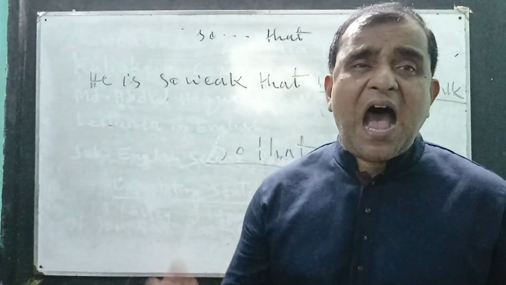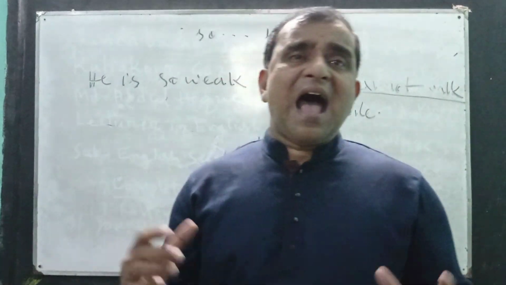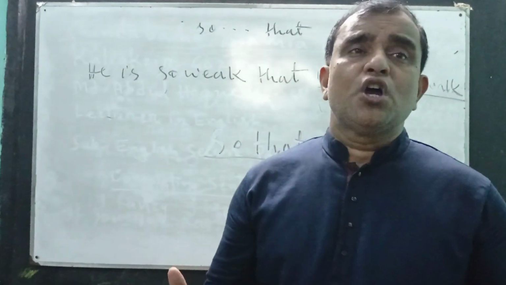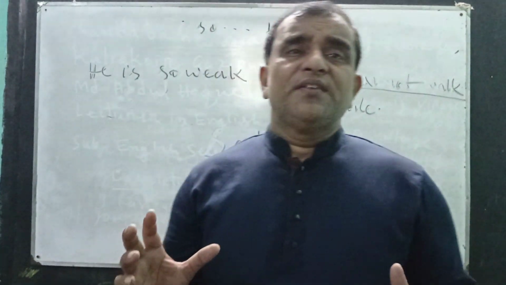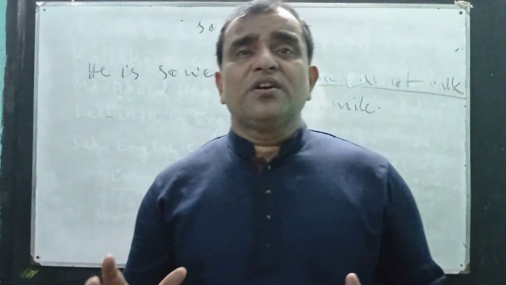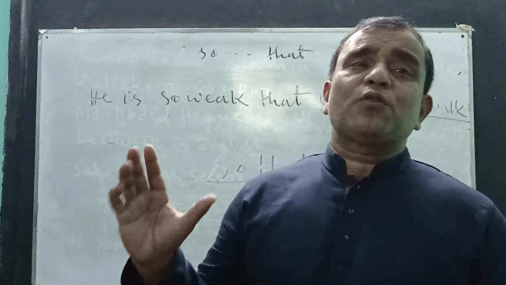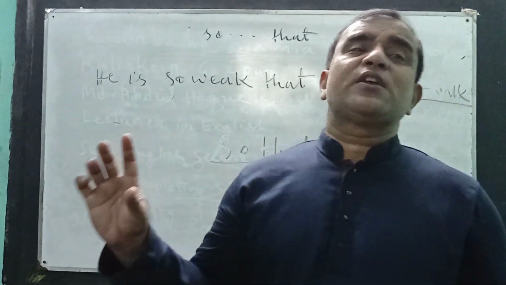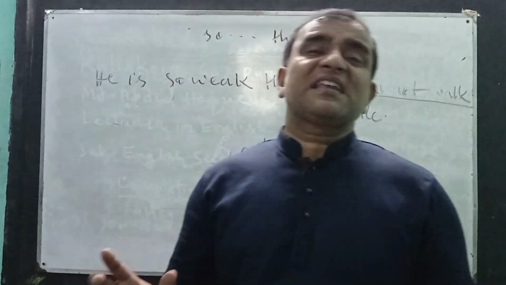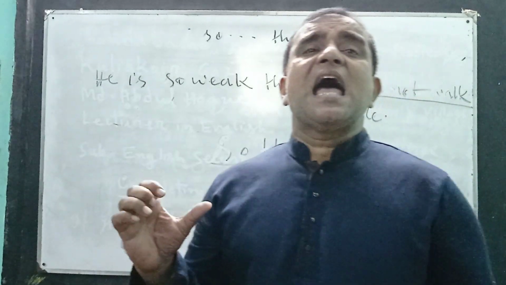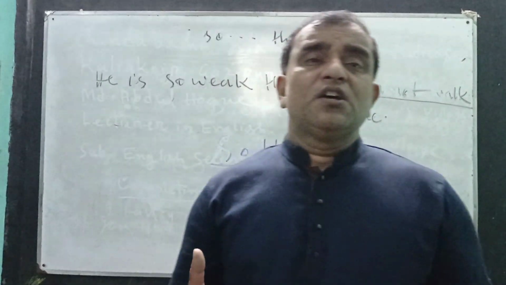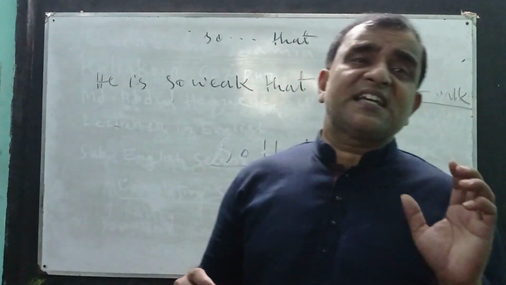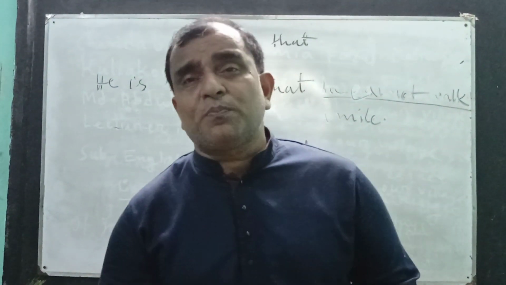Which: I saw a house which was damaged. Here we use "which" for things. Then "that": I have a machine that works very well. This is a very good example. This is a relative pronoun that is used for both persons and objects. So "who" indicates a person, "which" indicates objects, and "that" indicates both person and object.